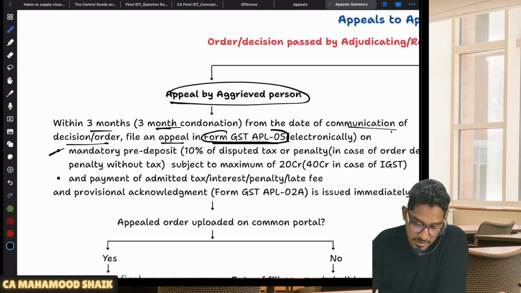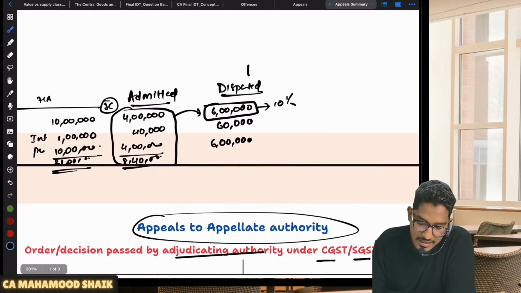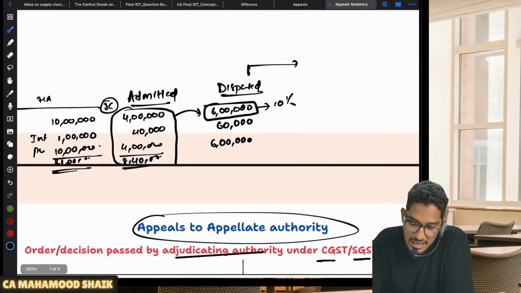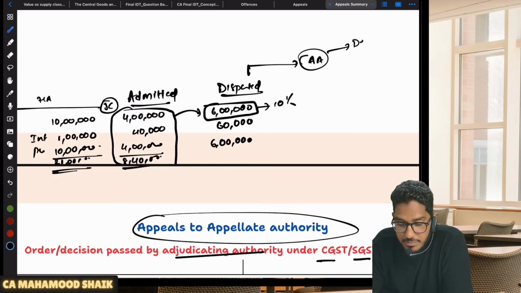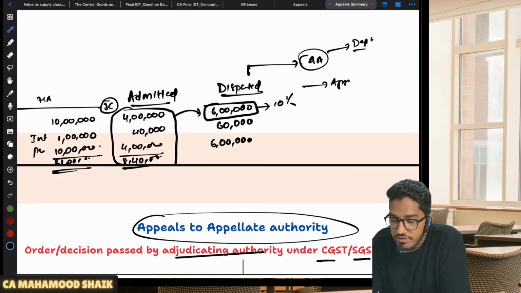So let us say for example, you went for appeal here. Now 6 lakh rupees is the amount disputed. Let us say the appellate authority gave the judgment in favor of the department only. They told, yes, the department is correct, you are required to pay this 6 lakh rupees also. The appellate authority has passed an order. Now you want to go for appeal.